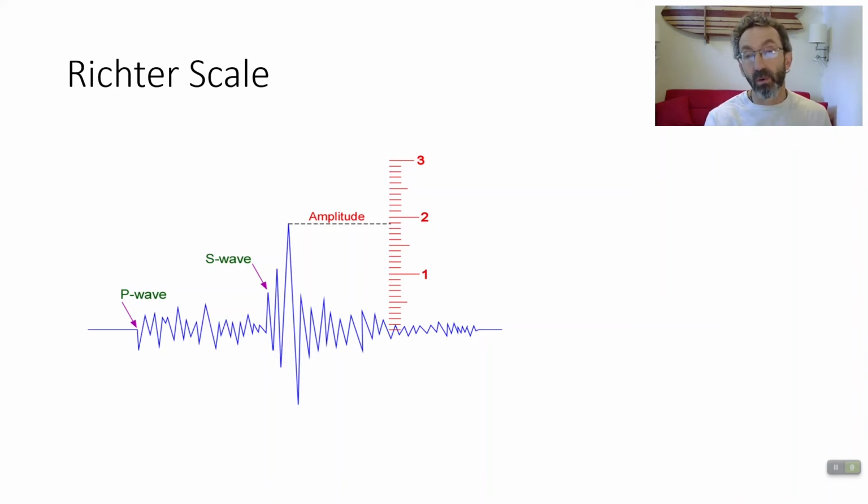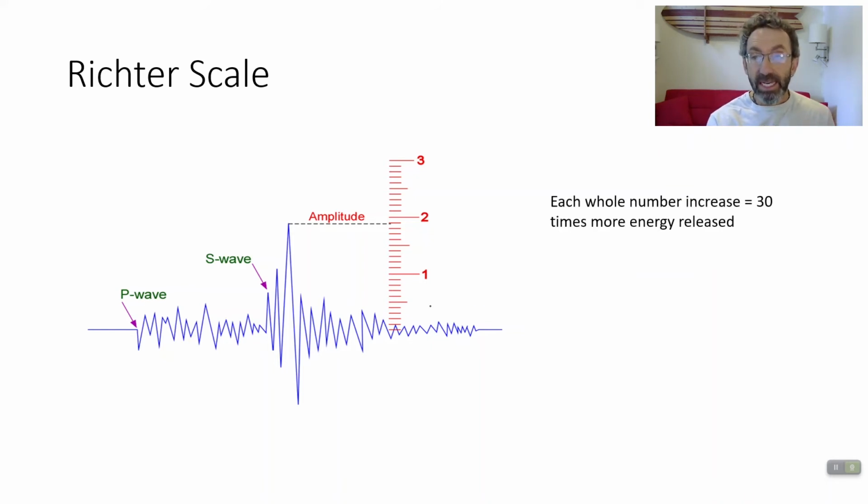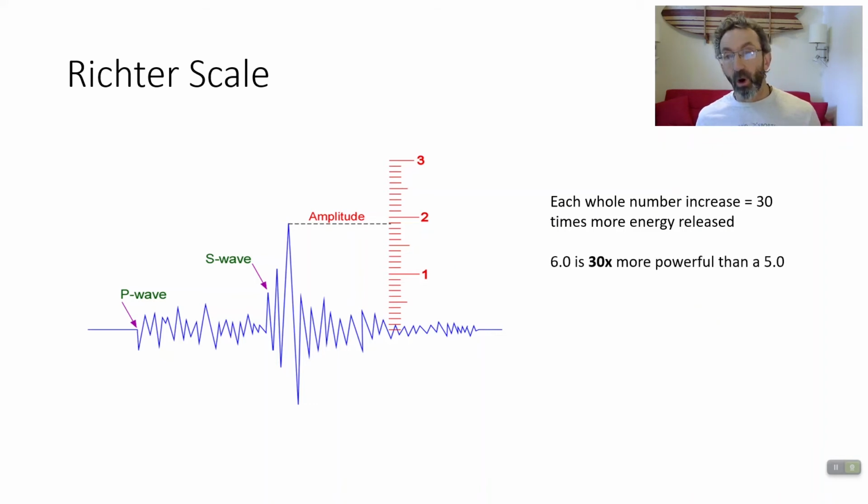Now you might think, oh well, a 2.0 is only twice as strong as a 1.0 because we're used to thinking of scales like that. But in fact, that's not true. Each whole number increase results in 30 times more energy released. So to go from a 1 to a 2, a 2 is 30 times more powerful. Or if you were to look at an example, a 6.0 is 30 times more powerful than a 5.0.